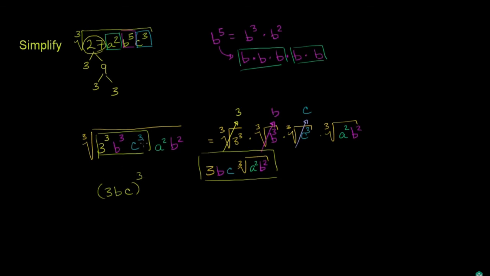And so we can rewrite this as the cube root of all of this times the cube root of a squared b squared. And so the cube root of 3bc to the third power, well, that's just going to be 3bc, and then multiplied by the cube root of a squared b squared. I didn't take the trouble to color code it this time because we already figured out one way to solve it. But hopefully that also makes sense. We could have done this either way. But the important thing is that we get that same answer.